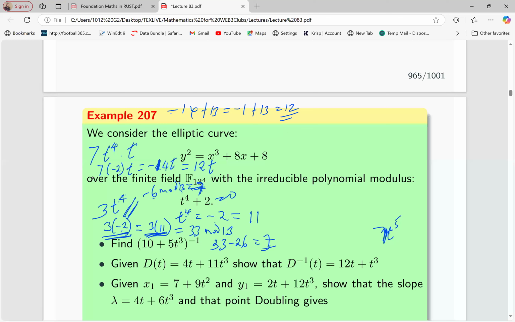This is one way, or you can use 11. So it will be 7 times 11t. Instead of -2, you can use 11. This will be 77t, but then reduce it mod 13. 13 goes into 77 5 times, and you get 65. When you subtract, you have 12. So that is the use of the polynomial.